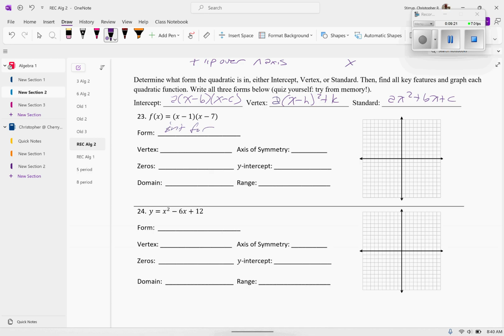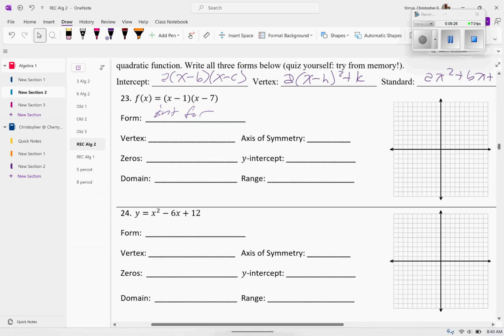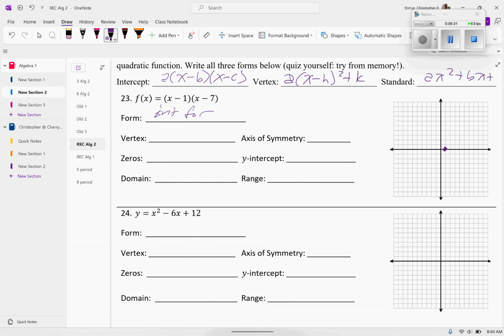Okay, so we don't know what the vertex is yet, but I do get positive 1 and positive 7, 3, 4, 5, 6, 7. So our zeros are at 1, 0 and 7, 0. The y-intercept: we plug 0 back in, you're going to get negative 1 times 7, so 0, 7, which is up here, 3, 4, 5, 6, 7. Our domain we know is going to be negative to positive infinity. We haven't found our vertex yet.